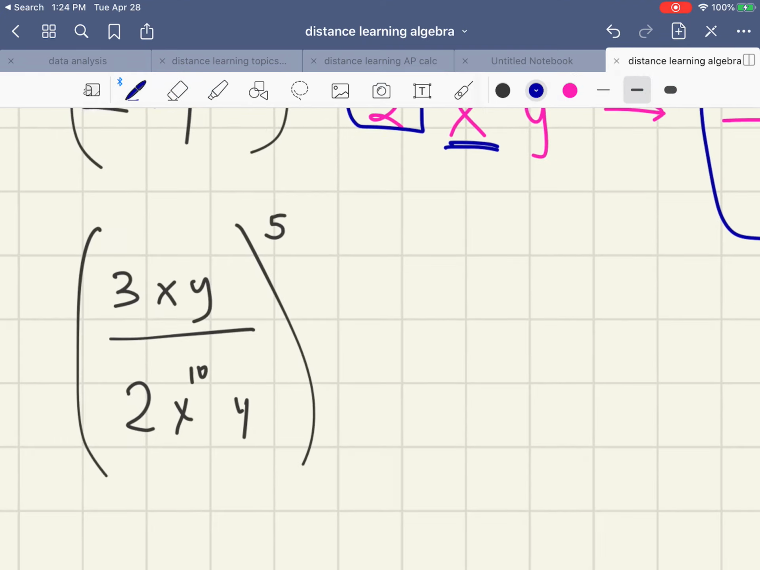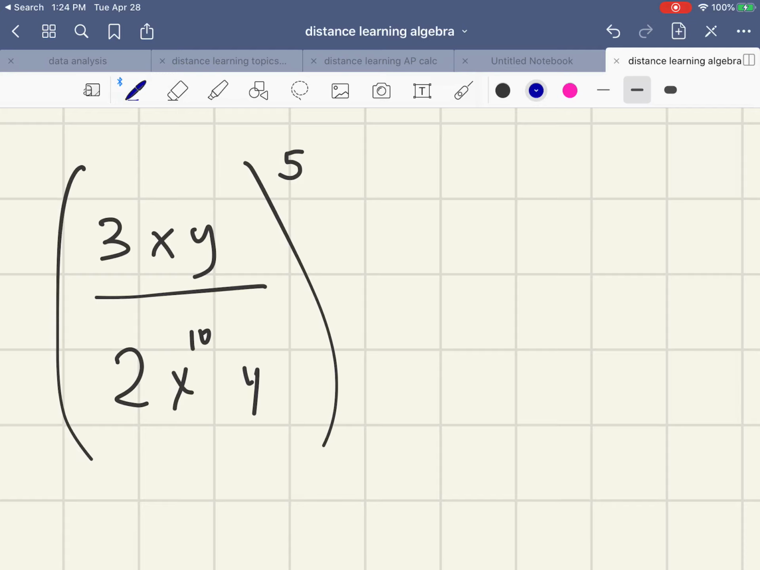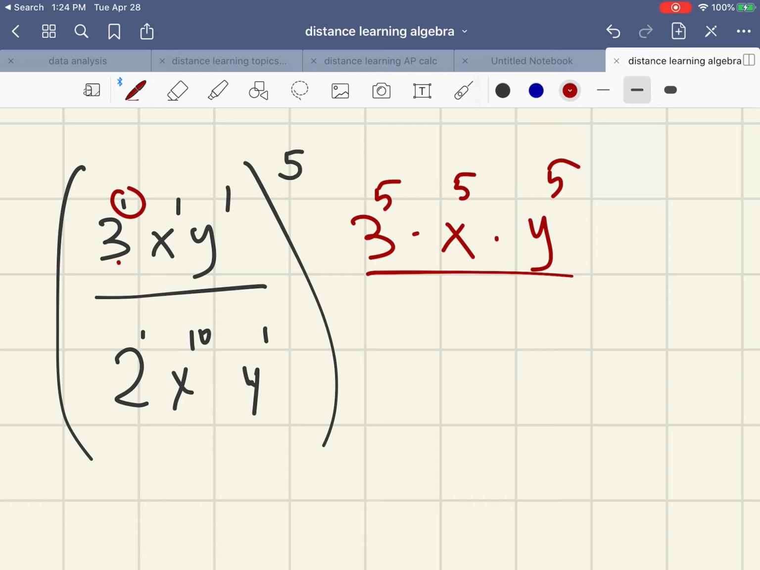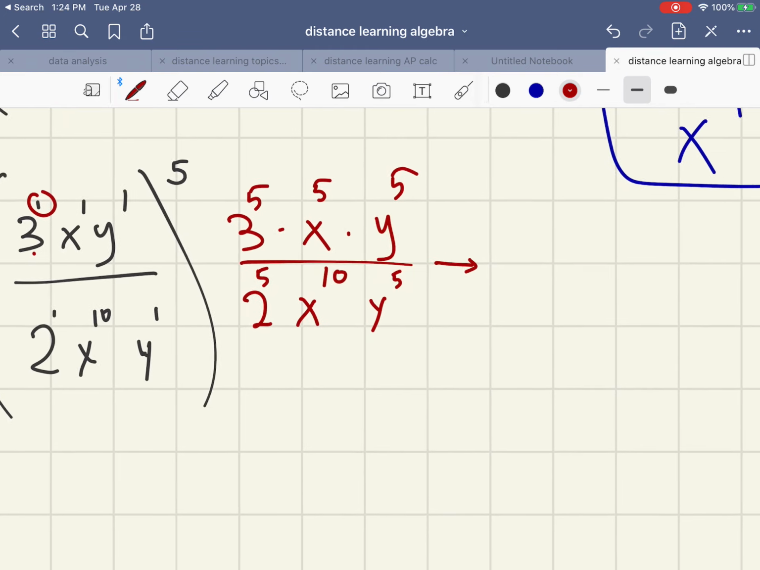It works the same way for quotients. All right, so on this problem, we've got a bunch of unwritten exponents there. If there's no exponent, it is a 1, which is imperative, especially when you need to multiply, because you're not multiplying 3 by 5, you're doing the exponent times 5. So this is 3 to the 5th, x to the 5th, y to the 5th, 2 to the 5th, x to the 10th, and y to the 5th.